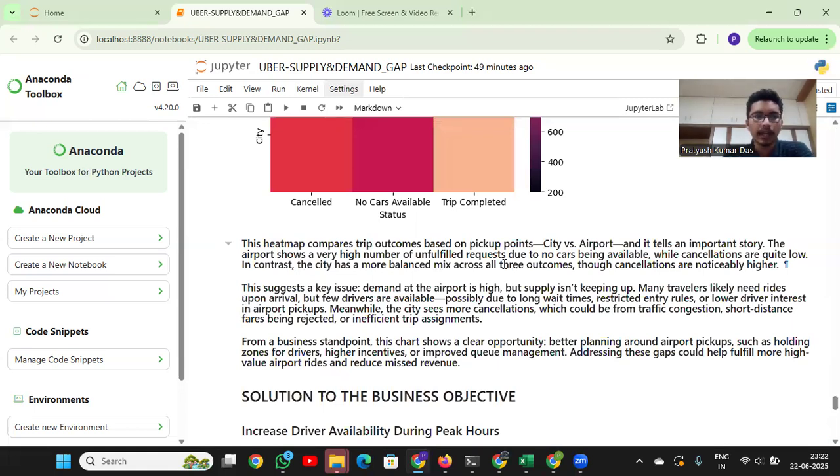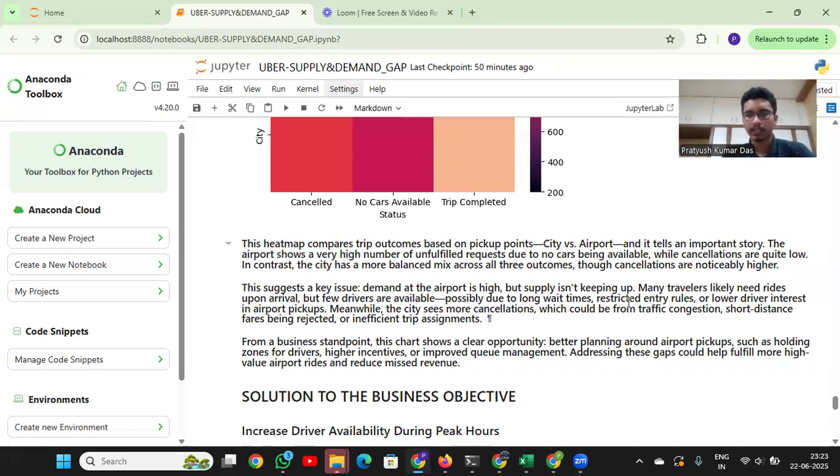The airport shows a higher number of unfulfilled requests, maybe due to no cars being available, while the cancellations are quite low, which is in contrast to the point I mentioned before. This suggests the key issue: the demand at the airport would be very high, but the supply isn't keeping up. Many travelers likely need rides upon arrival, but few drivers are available, possibly due to long wait times, restricted entry rules, or lower driver interest in airport pickups.